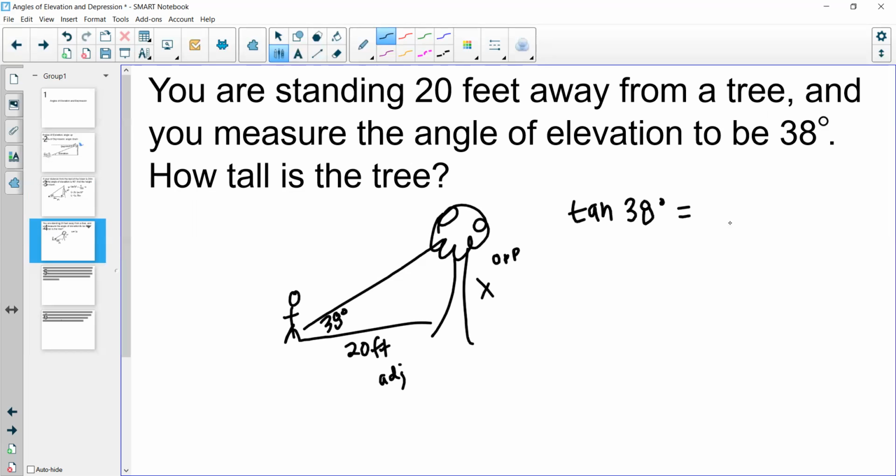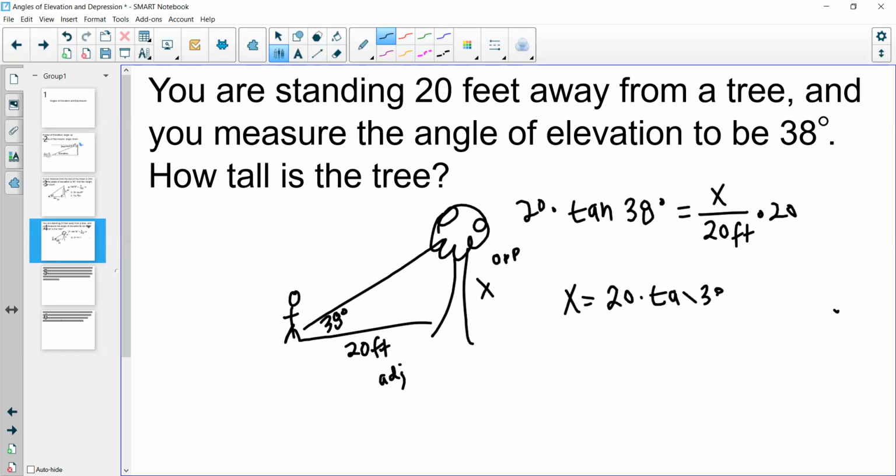So the tangent of 38 is going to be equal to the opposite over the adjacent, and we can calculate how tall this tree is. We want to solve for x, so I'm going to multiply by 20 on both sides. And I get that x equals 20 times the tangent of 38.